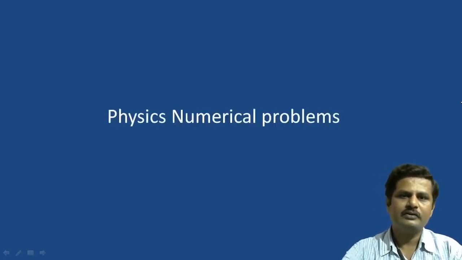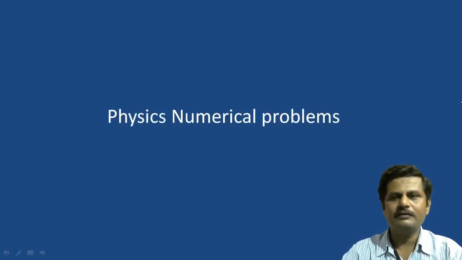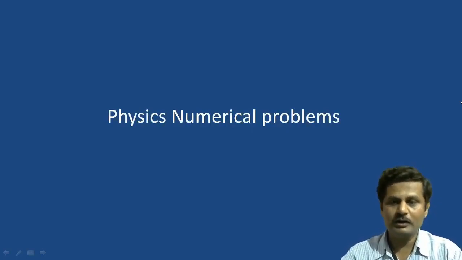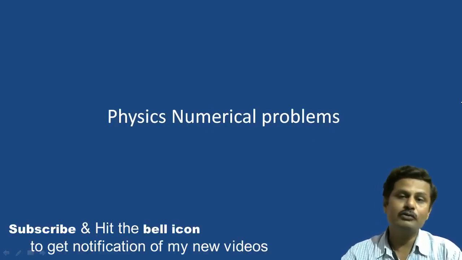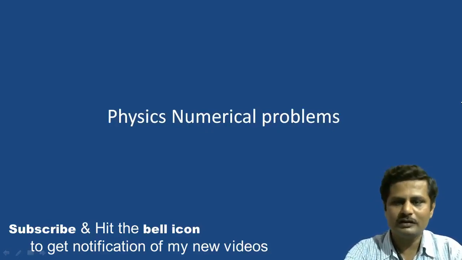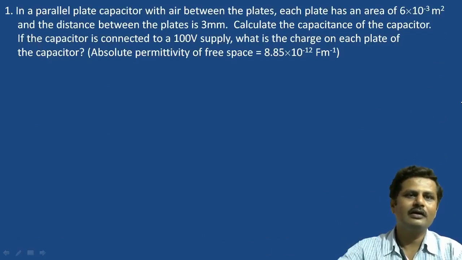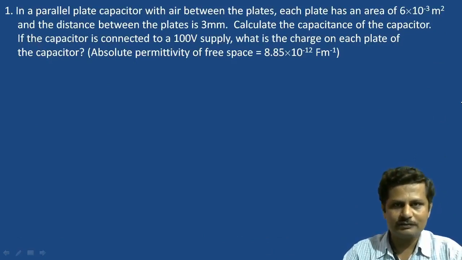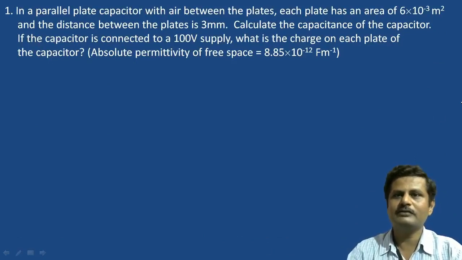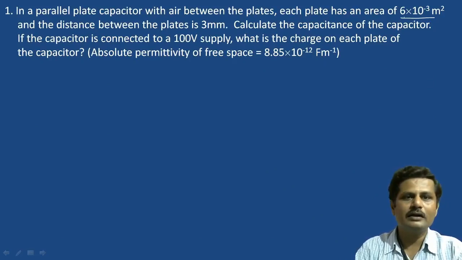Dear students, in today's class, let us find the solutions for the numerical problems which appeared in the March 2014 annual examination. Let's have a look at the very first problem. In a parallel plate capacitor with air between the plates, each plate has an area of 6 × 10^-3 meter square and the distance between the plates is 3 millimeter.